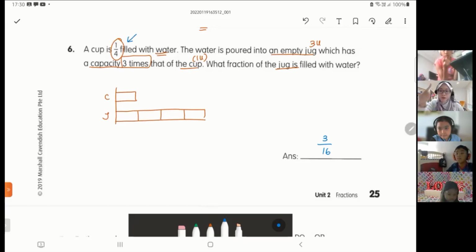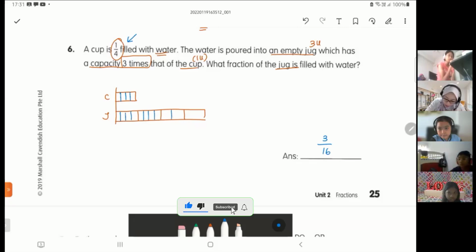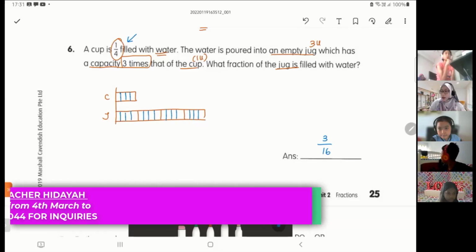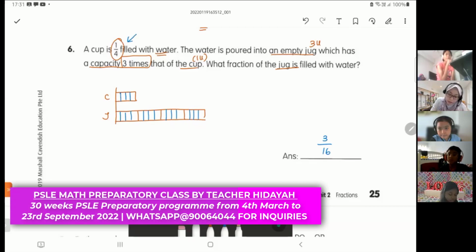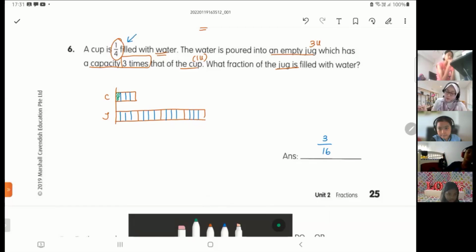So my cup must be further cut into how many parts? 4. Because the cup is not fully filled with water. Okay, cut into 4. Can you see? If I cut my cup into 4 parts, the rest of the jug must be cut into 4 parts each, right? So cut the rest of them. Cut, cut, cut, cut. Okay, then I shade what the cup is filled up with. 1 only. The cup is filled up with 1 here. So when I pour this 1 into the jug, it will still be 1. Am I right? It's still the same 1 part out of the whole jug.